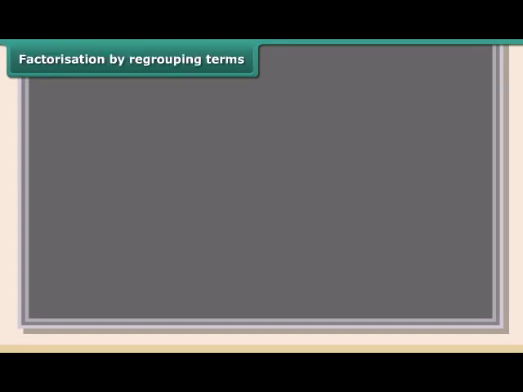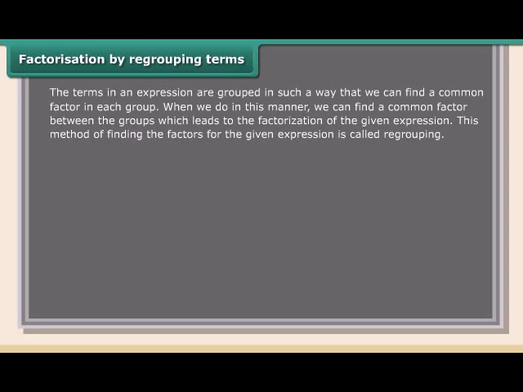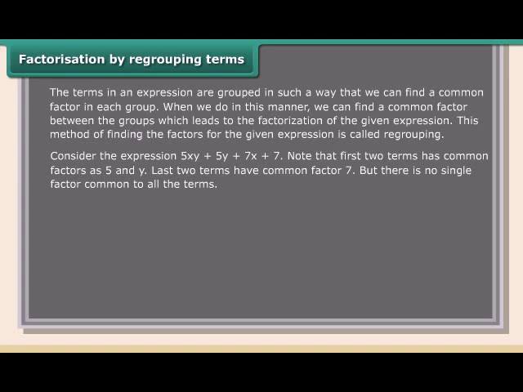Factorization by regrouping terms. The terms in an expression are grouped in such a way that we can find a common factor in each group. When we do it in this manner, we can find a common factor between the groups, which leads to the factorization of the given expression. This method of finding the factors for the given expression is called regrouping. Consider the expression 5xy plus 5y plus 7x plus 7. Note that the first two terms have common factors 5 and y. The last two terms have common factor 7, but there is no single factor common to all the terms.